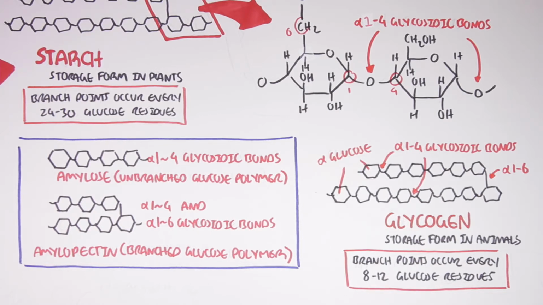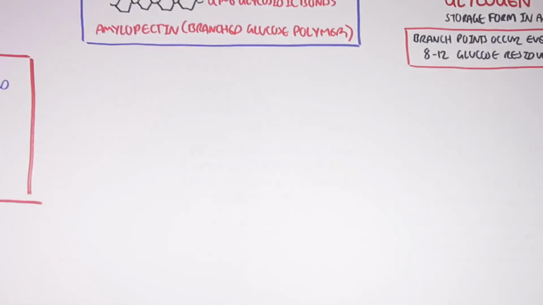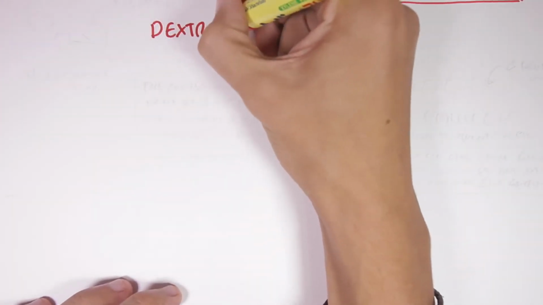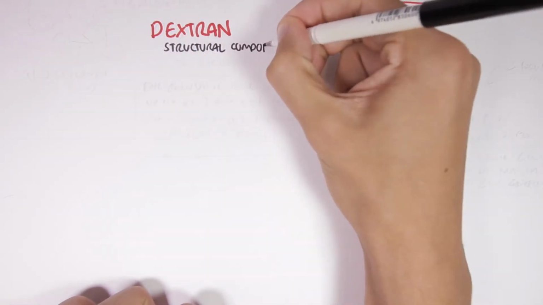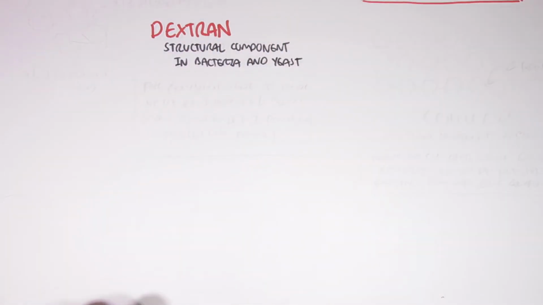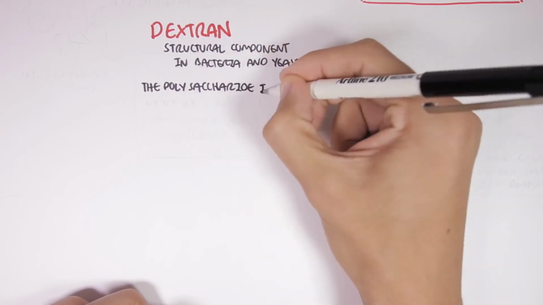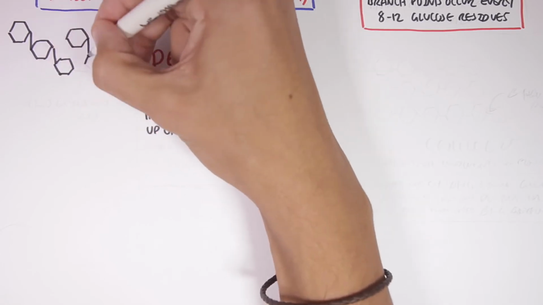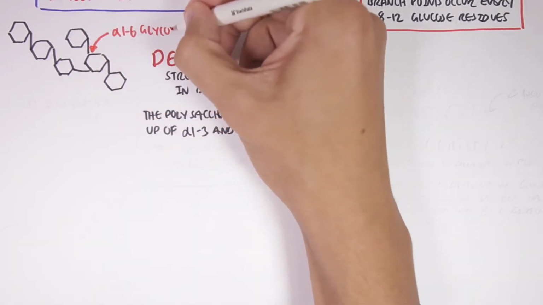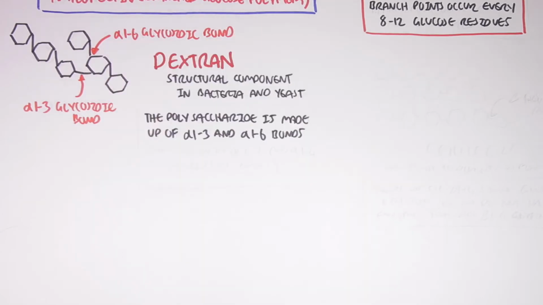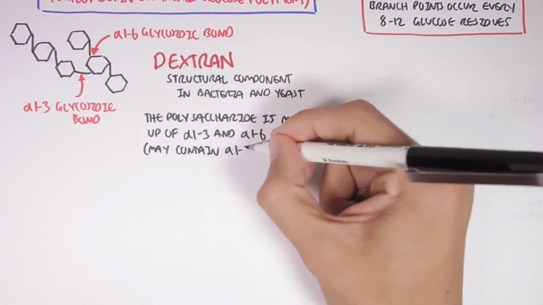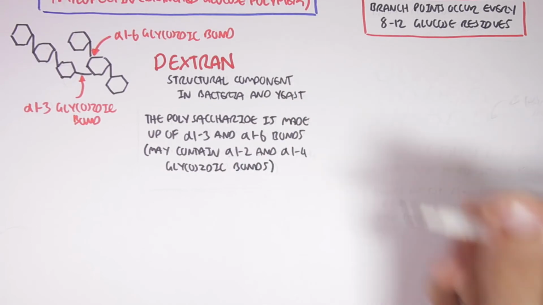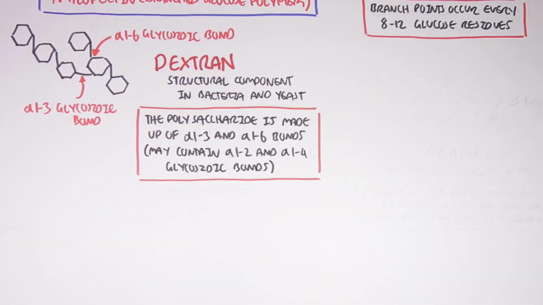Another type of polysaccharide is dextrans. Dextrans are structural components in bacteria and yeast. These polysaccharides are made up of alpha 1,3 and alpha 1,6 glycosidic bonds. So here we have glucose units with alpha 1,3 bonds and alpha 1,6 bonds. However, the dextrans can also contain alpha 1,2 and alpha 1,4 glycosidic bonds. Finally, the other polysaccharide worth mentioning is cellulose.